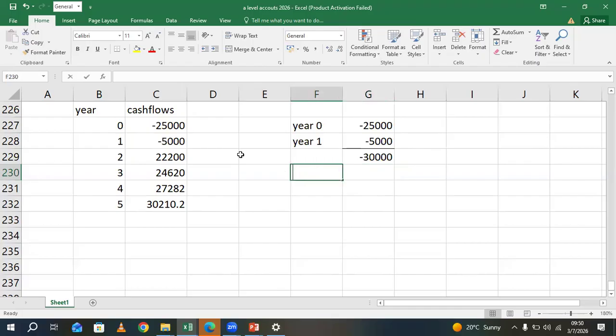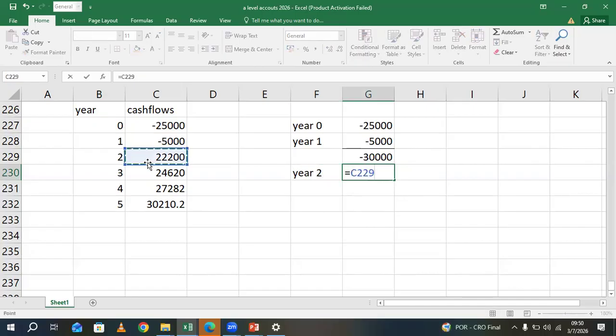Then year 2, at least positively, we received something. Year 2, we recovered 22,000, meaning we were now left with how much to recover? 7,800. Then year 3, we recovered 24,000.